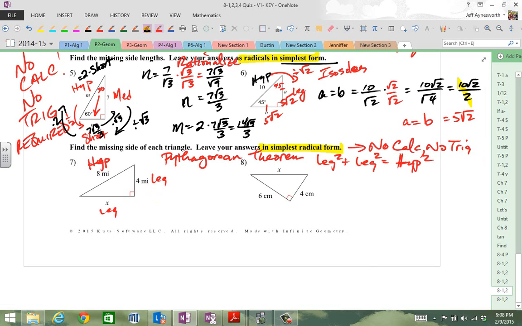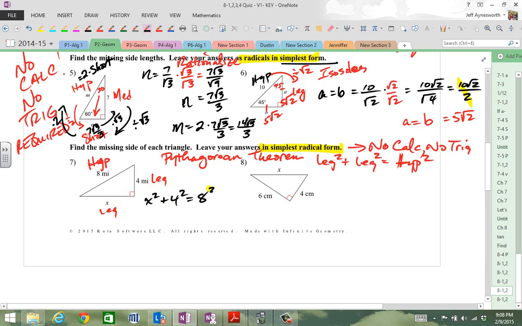All right, so what you do is this: you take x squared, add it to 4 squared, and set that equal to the hypotenuse squared. And I know you guys thought of it back in the day as a squared plus b squared equals c squared, but so many people forget what c stands for, so I hate stating it like that. It's leg squared plus leg squared equals hypotenuse squared.